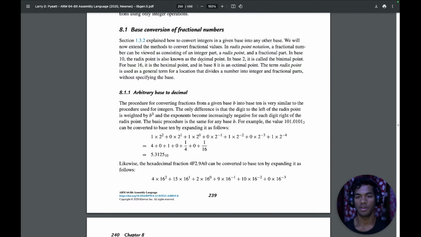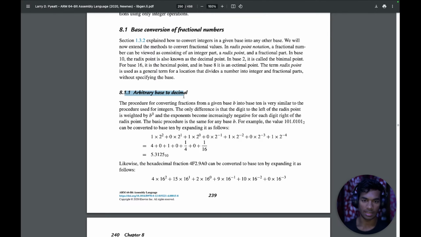That makes sense. In base 10, it is decimal, and in base 2, it is binomial point. For base 16, it is hexamal point. Crazy. In base 8, it should be octimal point. The term radix point is used as a general term for a location that divides a number into integer and fraction parts without specifying the base. So, fractional numbers have an integer part followed by a radix point, and then a fractional part.